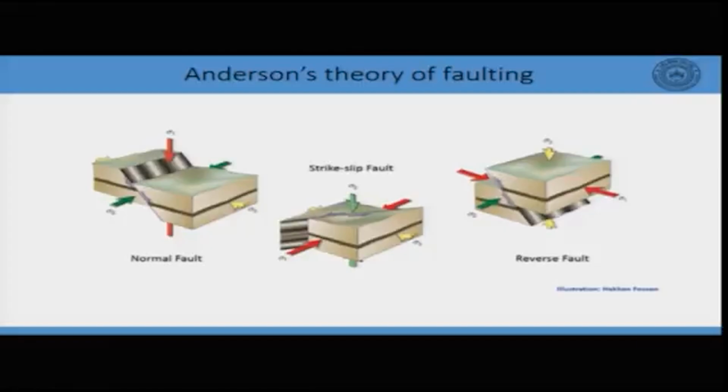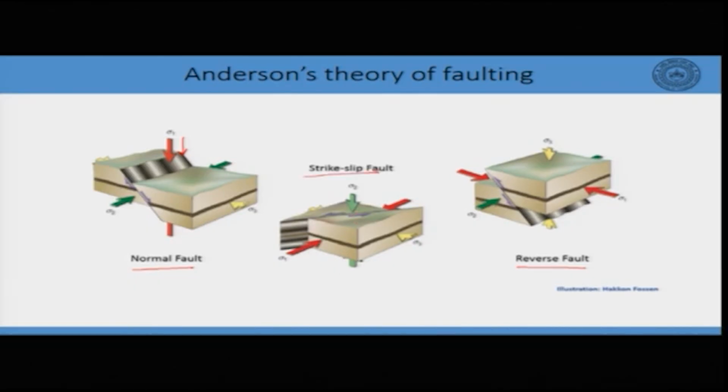In a normal fault, sigma 1 is vertical and sigma 2 and sigma 3 are horizontal. The maximum stress is vertical, which causes the hanging wall to move downward relative to the foot wall, so he classified it as a normal fault. When sigma 1 is horizontal and sigma 3 is vertical and the hanging wall moves upward relative to the foot wall, he called it a reverse fault. When sigma 1 and sigma 3 are horizontal while sigma 2 is vertical and the blocks slide past each other, he called it a strike slip fault.